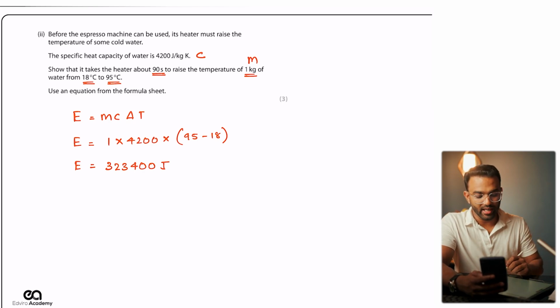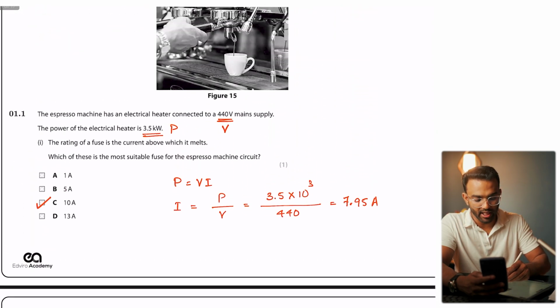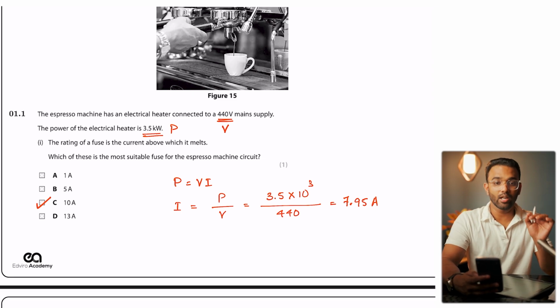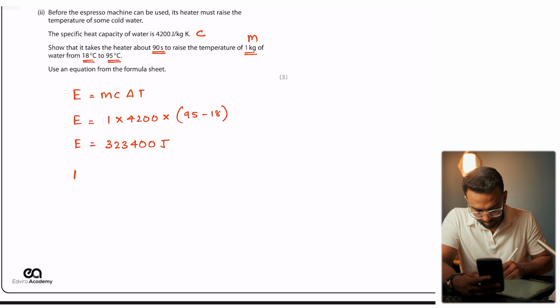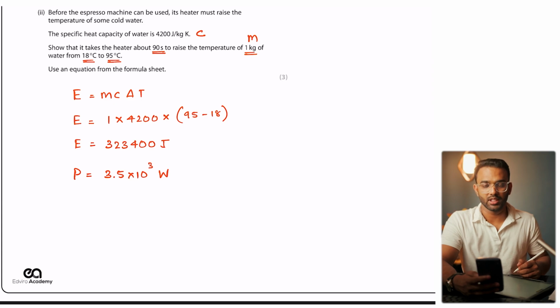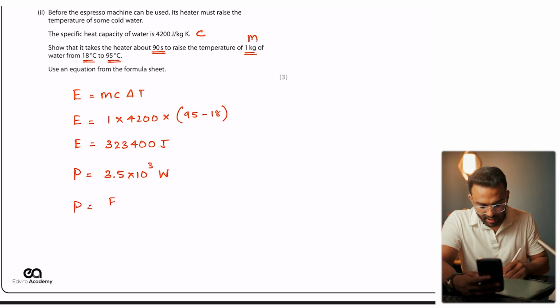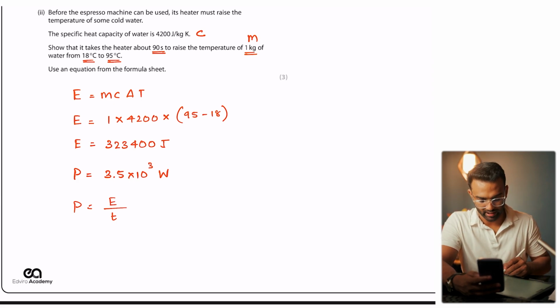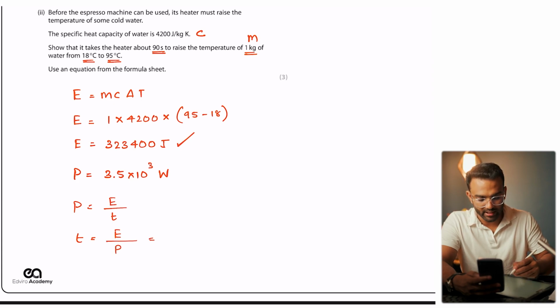Okay, but we have the power calculated before. What was the power in the previous question? You see, sometimes be aware that these questions are connected, and that's the reason why I put the first part in this question as well. So here we have 3.5 kilowatts, right? So the power here is given to us, 3.5 times 10 to the power of 3 watts. Now, power equals energy divided by time. That formula, you need to know that formula. And from this, we can work out the time. So time equals energy divided by power. So energy, we already worked it out. That's here.